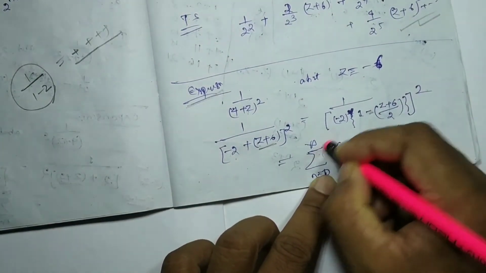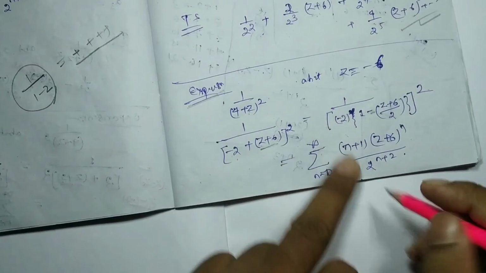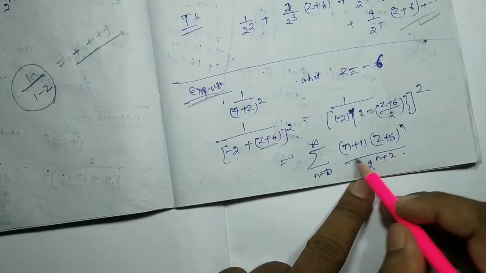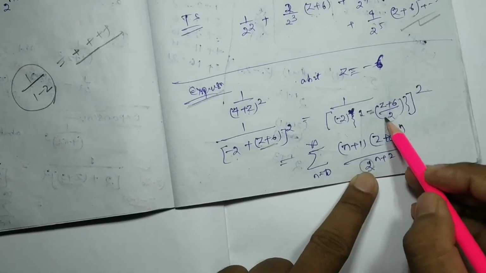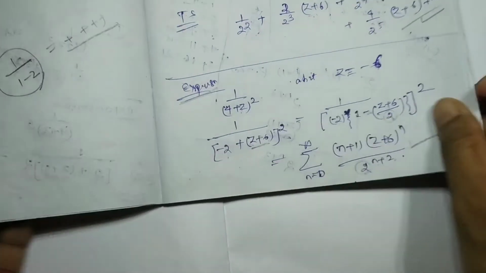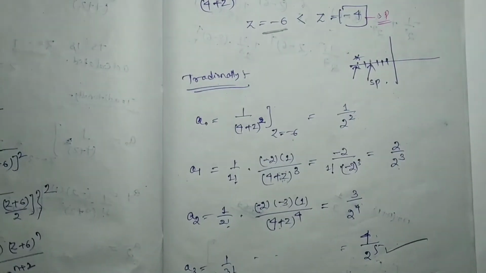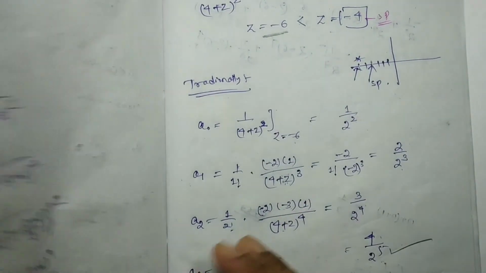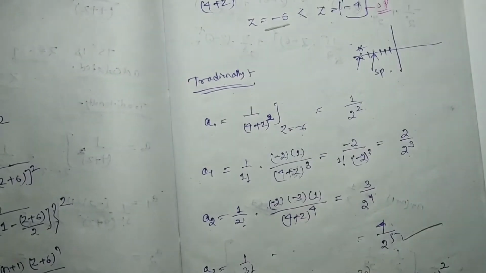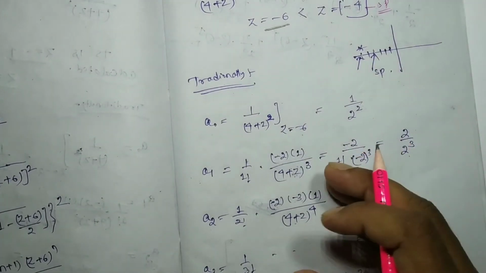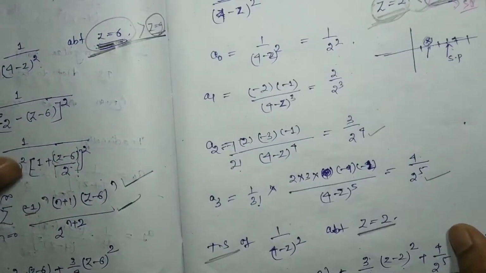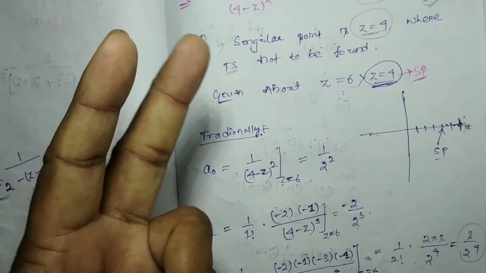So we are going to consider only n plus 1, (z minus z0), that means (z plus 6) to the power n, divided by the division factor 2 to the power n plus 2. So this will be the answer. Okay, so here we have to close today's discussion. This is your last class about the Taylor series, and from the next class we are going to discuss the Laurent series. Okay, so here we found three points.